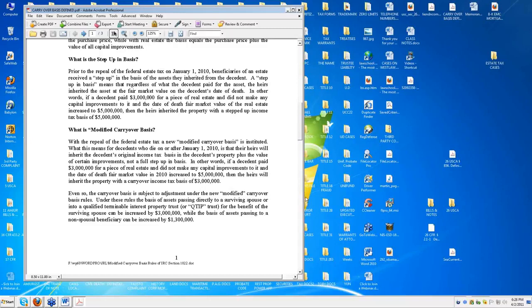That doesn't make any sense, but we'll continue. Even so, the carryover basis is subject to adjustment under the new modified carryover basis rules. Under these rules, the basis of assets passing directly to a surviving spouse or into a qualified terminable interest property trust, or QTIP trust, for the benefit of the surviving spouse can be increased by $3 million, while the basis of assets passing to a non-spousal beneficiary can be increased by $1,300,000.